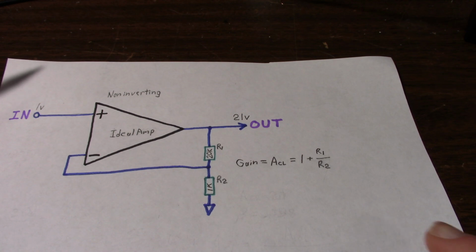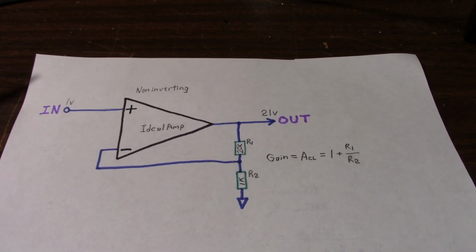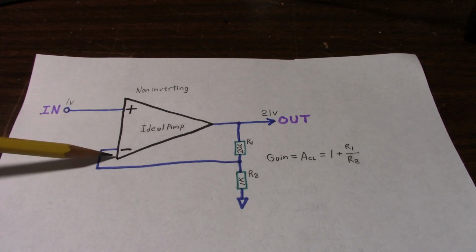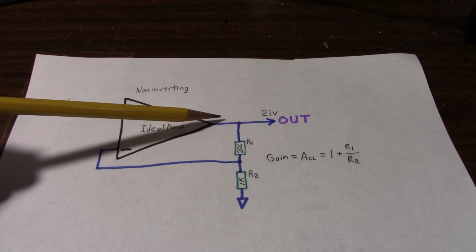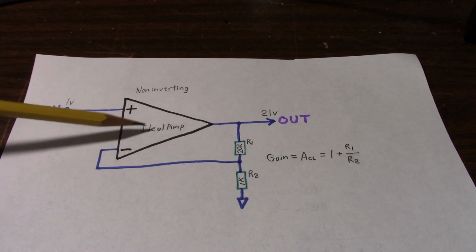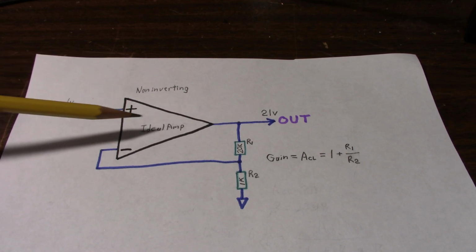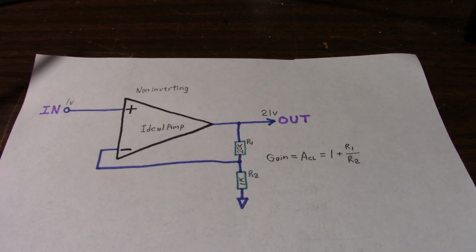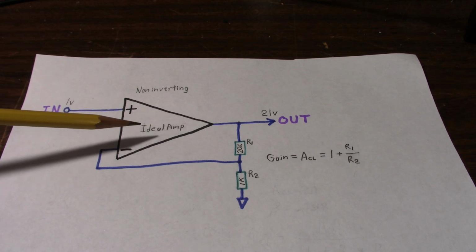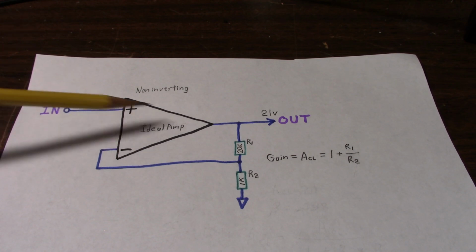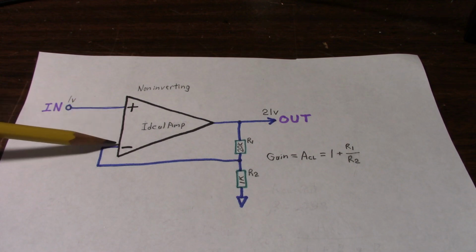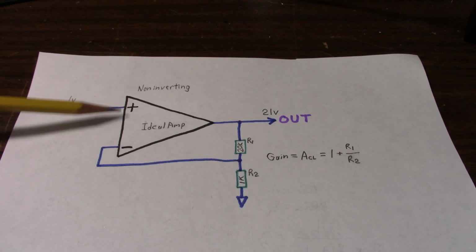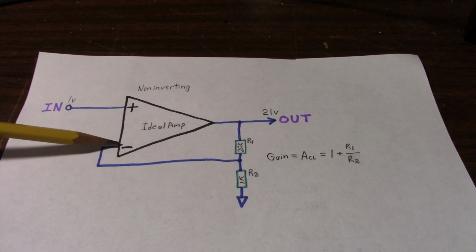So what are some of the attributes of an ideal amplifier? Well, it has infinite input impedance, zero output impedance, and infinite open loop gain. But don't worry about open loop gain in this discussion. It doesn't really apply to any of our calculations with the ideal amplifier. Also, the negative feedback loop will make the voltages here equal. In other words, the difference between the voltage on these pins is going to be zero.